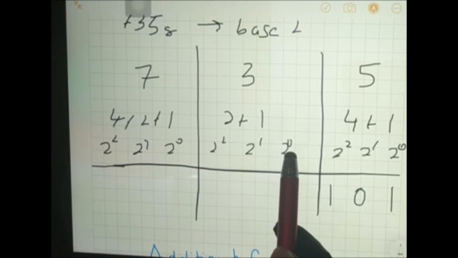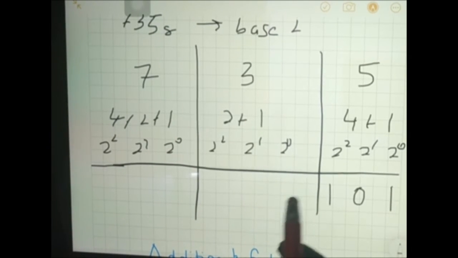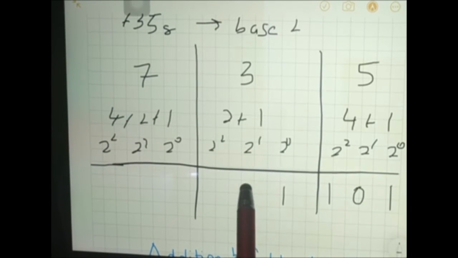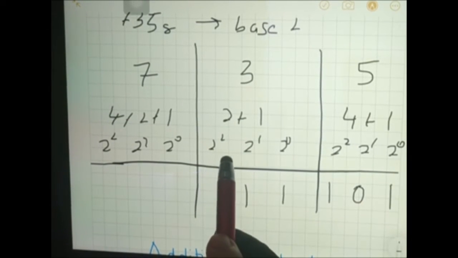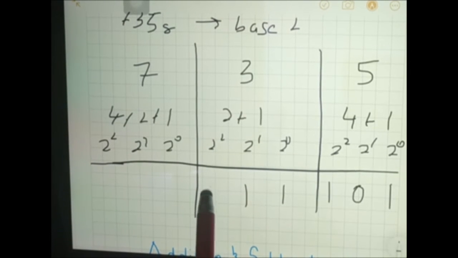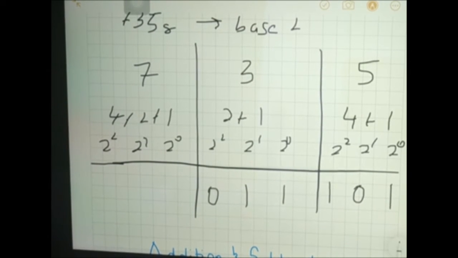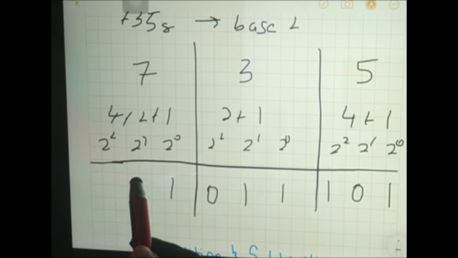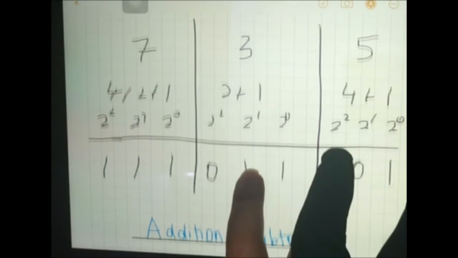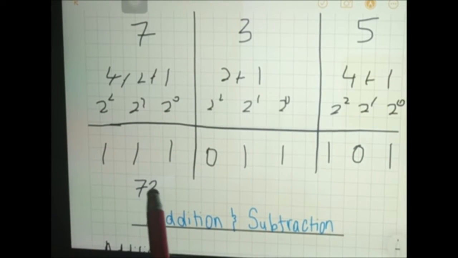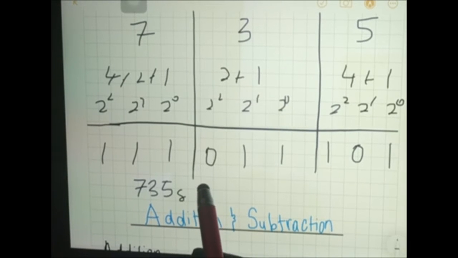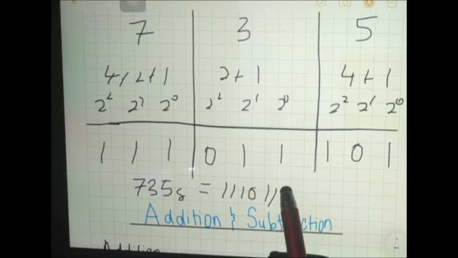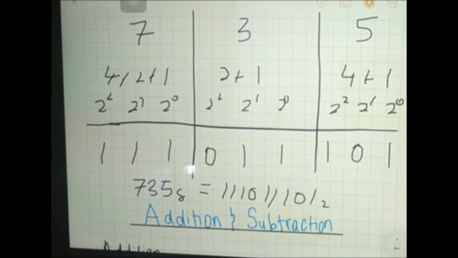For the next one, 2 to the power of 0 is 1. There's a 1, so we write 1. 2 to the power of 1 is 2. There is a 2, so we write 1. 2 to the power of 2 is 4. There is no 4, so we write 0. Here, all numbers are there, right? So we write 1, 1, 1. So 7, 3, 5 base 8 equals 1, 1, 1, 0, 1, 1, 1, 0, 1 base 2.